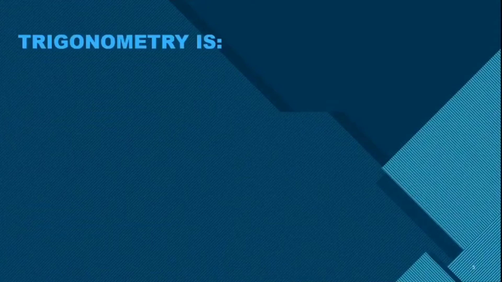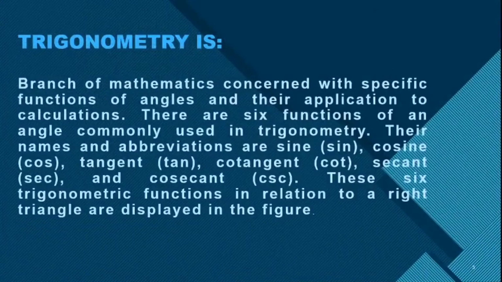So what actually is trigonometry? It is a branch of mathematics concerned with specific functions of angles and their application to calculations. There are six functions of an angle commonly used in trigonometry. Their names and abbreviations are sine, cosine, tangent, cotangent, secant, and cosecant. The six trigonometric functions in relation to a right angle are displayed in the figure.